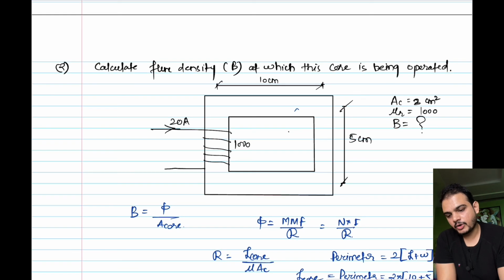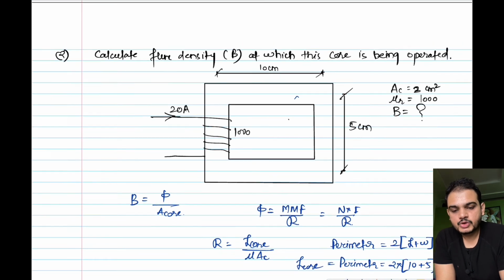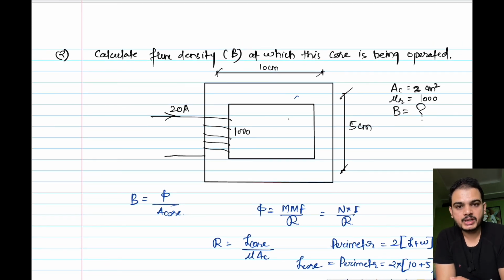I hope you are understanding the concept of reluctance, what relative permeability is, and based on this calculation, how to calculate the reluctance of a material, the flux established inside the core material, and the flux density. So with this note I will conclude the lecture here. Thank you.